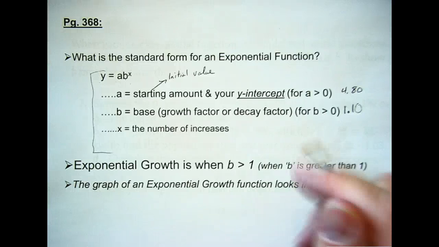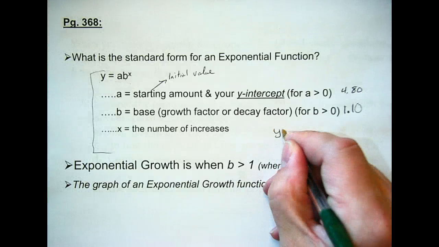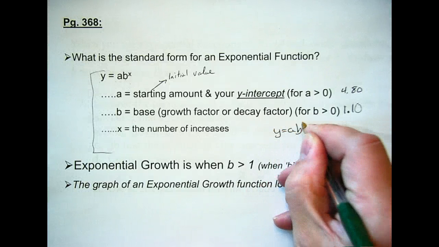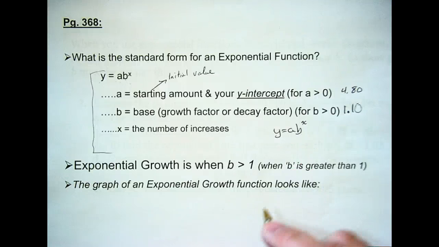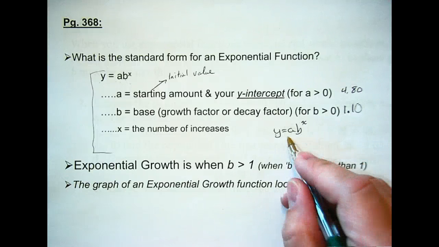Okay, what is the general form we're using? Y equals A B to the X. What are the two variables that we leave? Y and X. That's how we graph it. So we need to replace A and B. Do we know what A and B are?